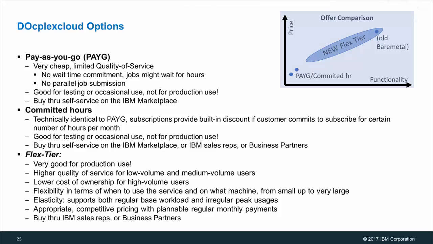Flex Tier is a new offering, and this one is designed for production use. It offers a very high service quality. It's operated in a single tenant mode. Jobs that you submit to your own queue are executed immediately if you didn't overload your queue before. And you can execute jobs in parallel on one machine. We offer Flex Tier on a variety of server configurations and through flexible subscription options that provide you the elasticity that you need. Note that both pay-as-you-go and committed hours can be bought self-service through our marketplace, while Flex Tier can only be bought through an IBM Sales Representative or our business partners.